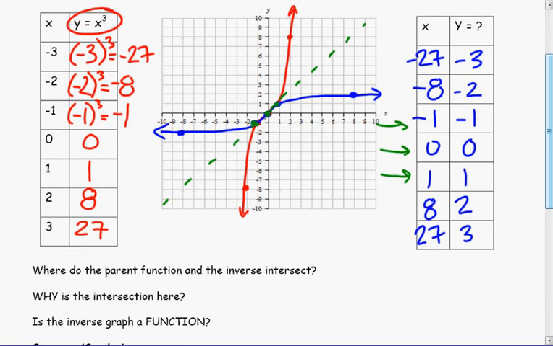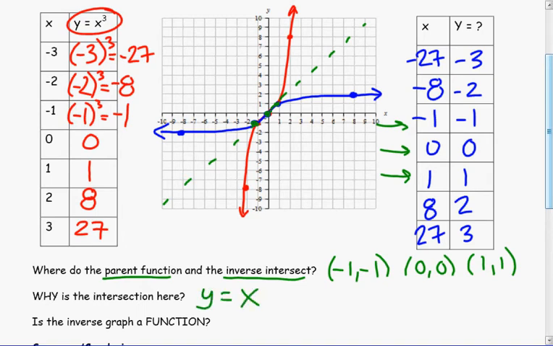So in answering those questions, we see we got a lot of similar answers as last time. Where do the parent function and the inverse function intersect? Now we have 3 points: negative 1, negative 1, 0, 0, and 1, 1. Why do they intersect there? That's because, again, these are where the values of y equal the values of x. Now this time, let's look at that blue function, and I'm calling it a function because what test does it pass? It passes our vertical line test. Anywhere we draw a vertical line, we will not cross the graph more than once. So when we answer the question, is this inverse graph a function, you can now say yes.